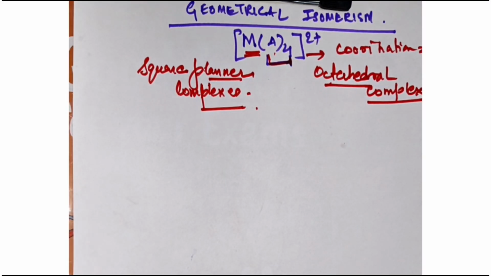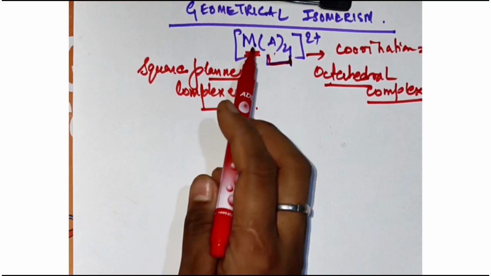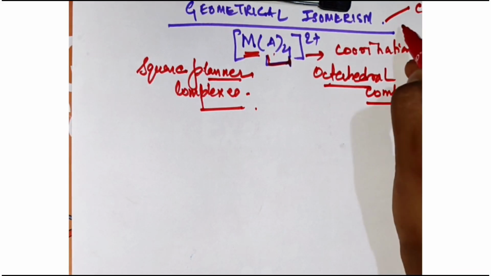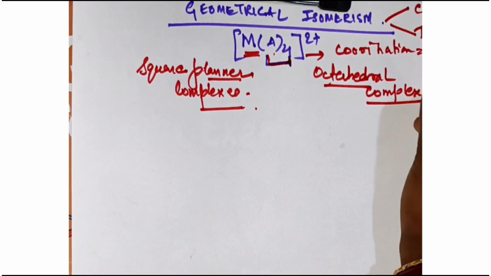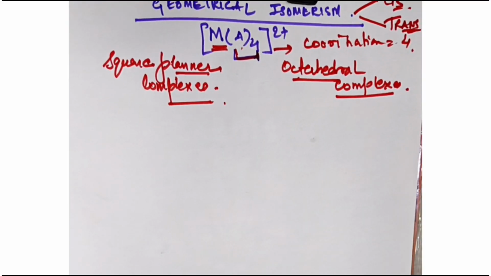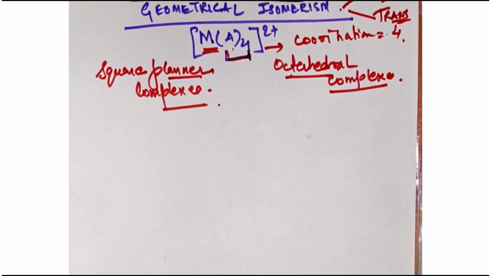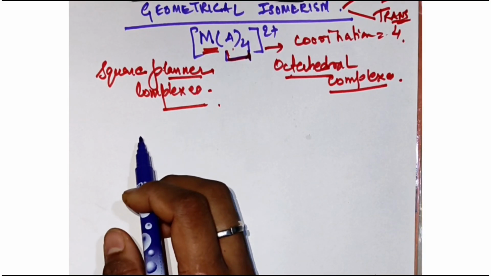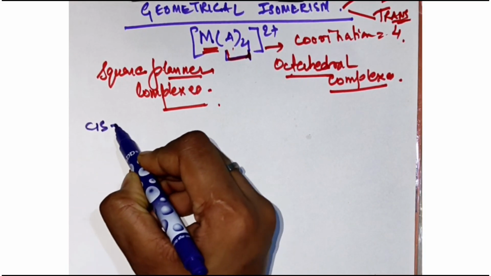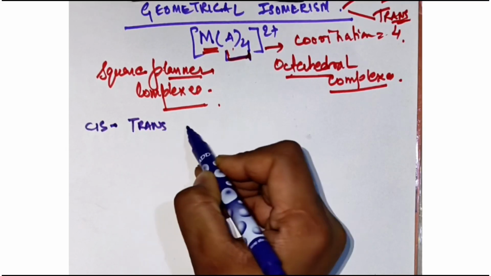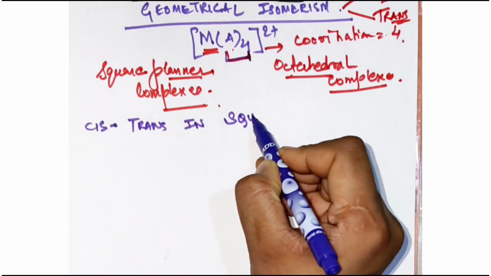Remember this, in coordination compounds only square planar complexes and octahedral complexes will give you geometrical isomerism. Geometrical isomerism is of two types, that is cis and the other one is trans. We know this from organic chemistry also. So similarly here also we are having the same thing. Now we will do various complexes of different possibilities which are going to give geometrical isomerism. So the first one is cis and trans in square planar complexes.